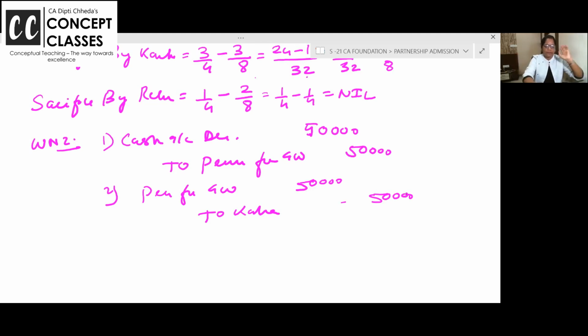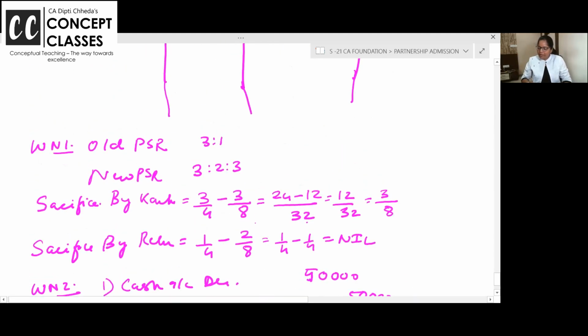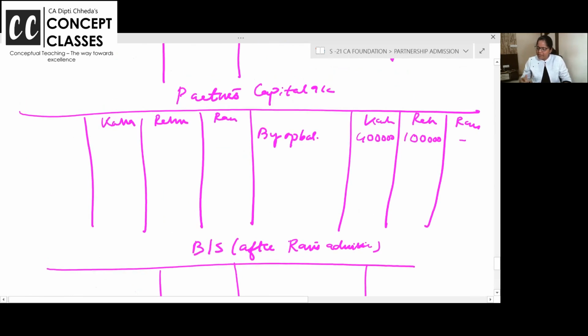Okay. Now we are ready to start the problem. We can post the goodwill now. Give Kanha the premium for goodwill. All of you write premium for goodwill. And in the beginning of the problem, they said Ram brought 2 lakh as his capital. Cash account debit.